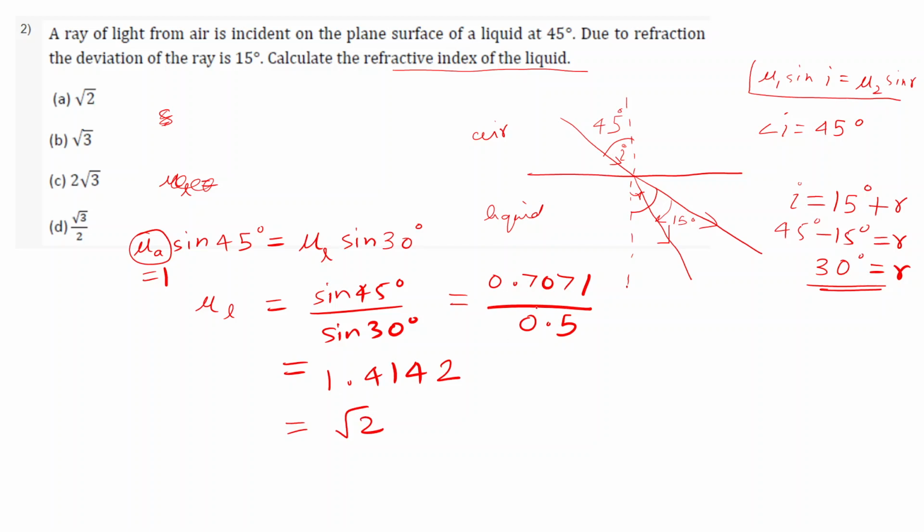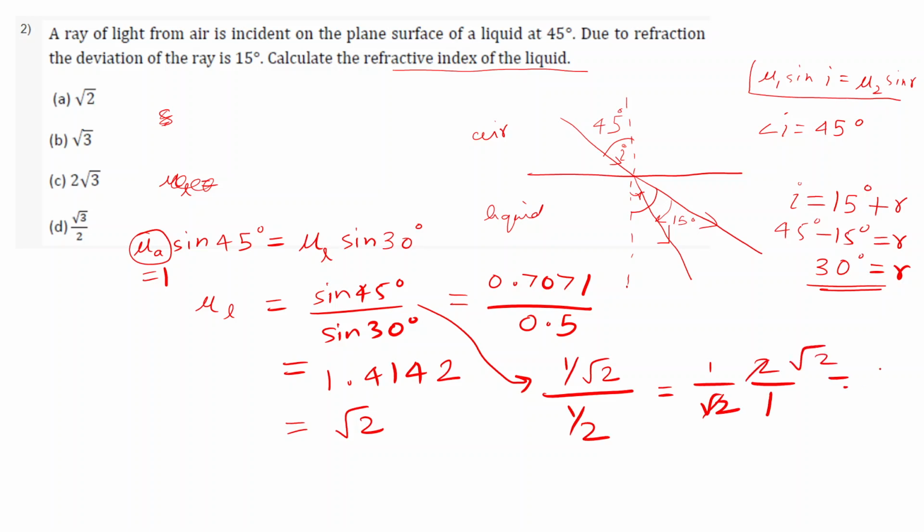Or I think we didn't need to calculate this. Sine 45 degrees is 1 over root 2, and sine 30 degrees is half. So for this we'll get root 2, because in the options it's given in square root, so this will be the correct answer. Okay.